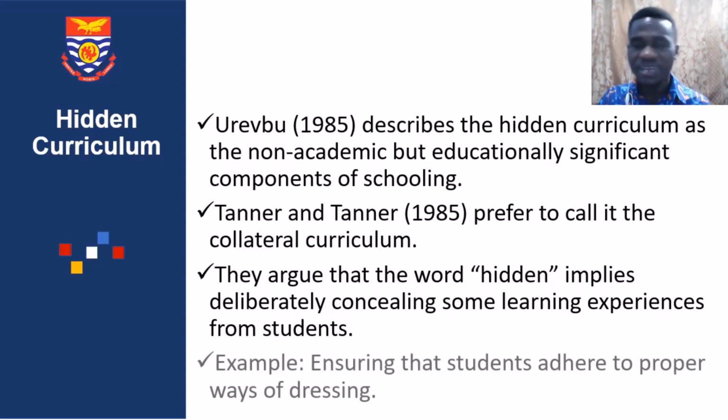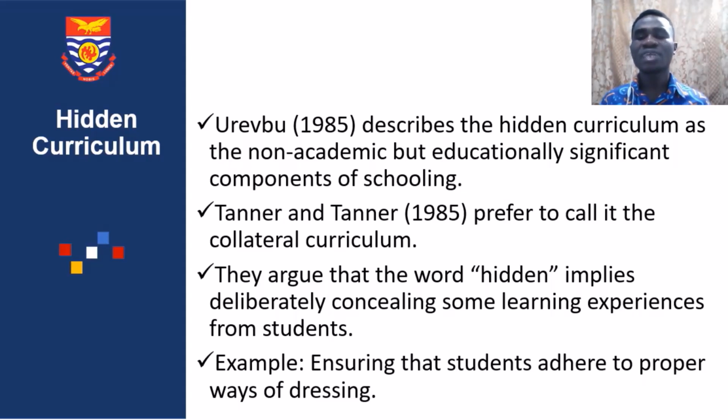Let's take a look at this example. In schools, we always ensure that students adhere to proper ways of dressing. What are the proper ways of dressing in your school? You look at how you have been ensuring that your students dress well, like males wearing their shorts, tucking in their shirts, and wearing their belt. You put on shoes with socks. Females, your dresses are well ironed or neatly ironed. You wear your belt, well polished sandals.